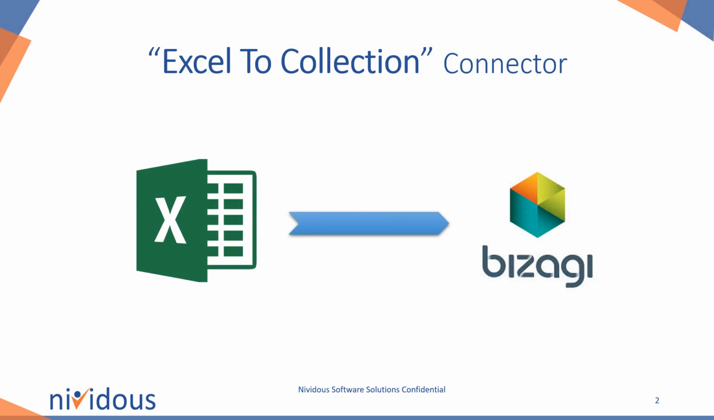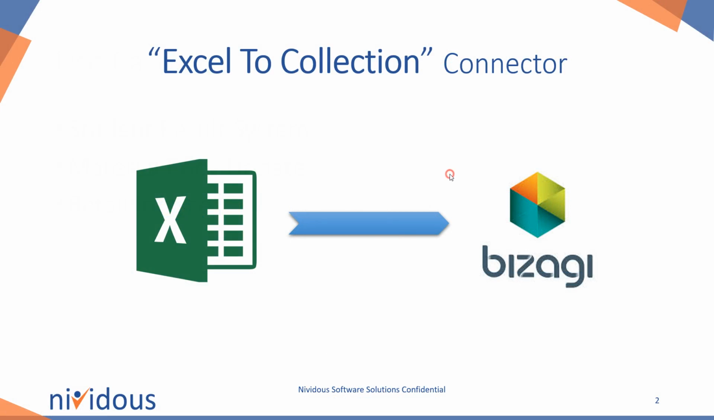As we know, in Bizagi, we can add items one by one to a Bizagi collection. But in conditions like adding multiple items from an Excel file to a Bizagi collection, there is no direct way to add multiple items, and adding items one by one is really time consuming for the user. So the Excel to collection connector is a tool that lets us upload data from an Excel file to a Bizagi collection.